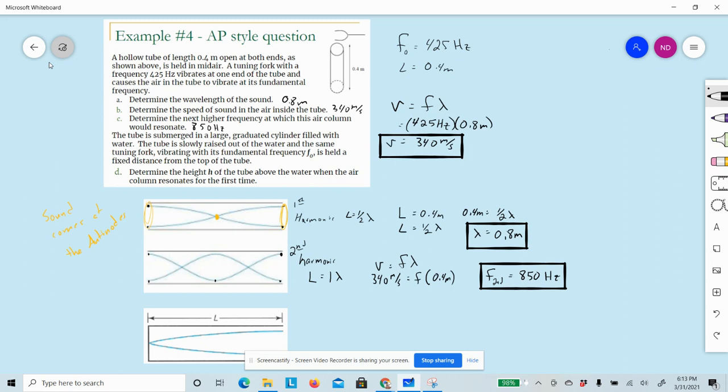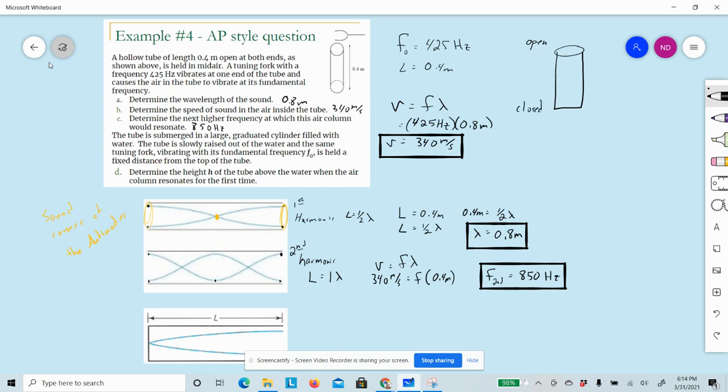Okay, now when they put it in water, here it is drawn sideways, but when they put it in water, the tube is no longer open at both ends. It's got an open end and a closed end. Open and closed. It's got an open end and a closed end.